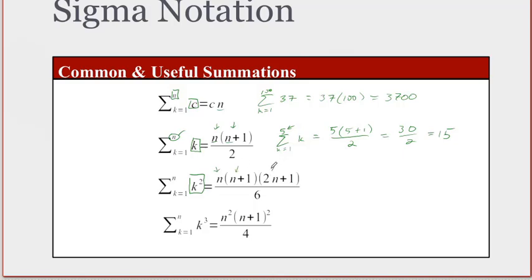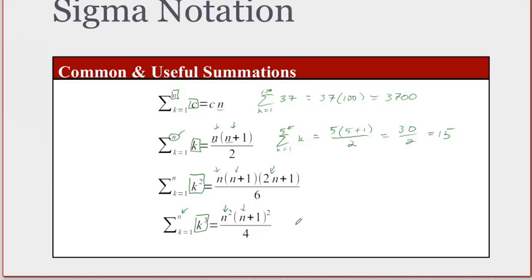So n times n plus 1 times 2n plus 1, all over 6. And then finally, if we were doing k to the third, and we're adding up to some really large number, like 1 cubed plus 2 cubed plus 3 cubed plus 4 cubed plus 5 cubed, we can just stick the final number that we're going up to into here: n squared times n plus 1 squared, divided by 4, and we'll get that summation.